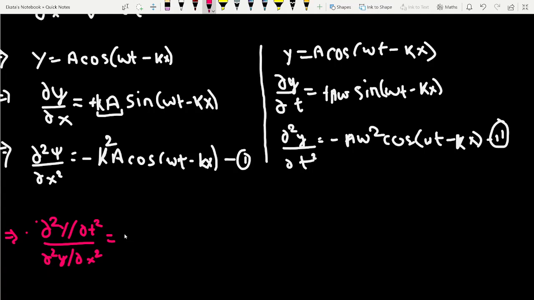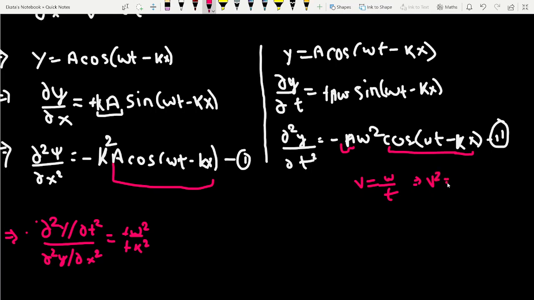What we are left with is minus omega square divided by the negative of k square, because these are similar terms with the same a, and the minus signs will cancel. You know that omega square upon k square is equal to the velocity of the traveling wave. The wave velocity is v equals omega upon k, and squaring both sides gives v square equals omega square divided by k square.